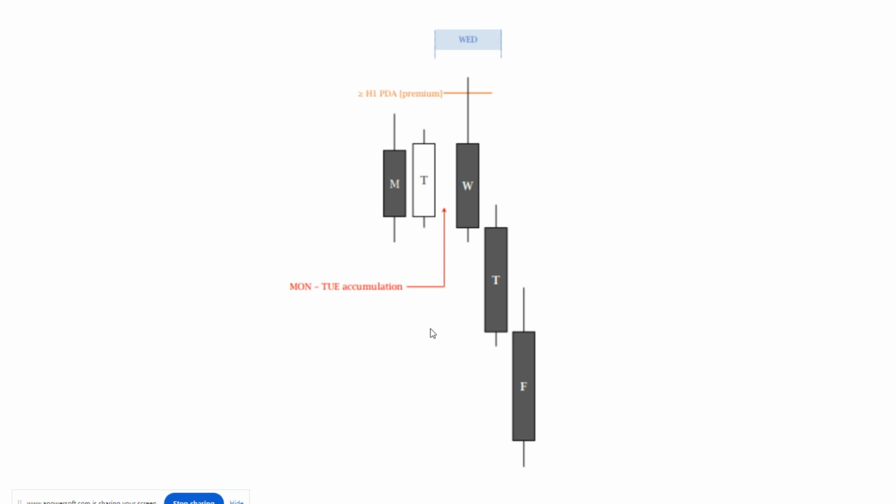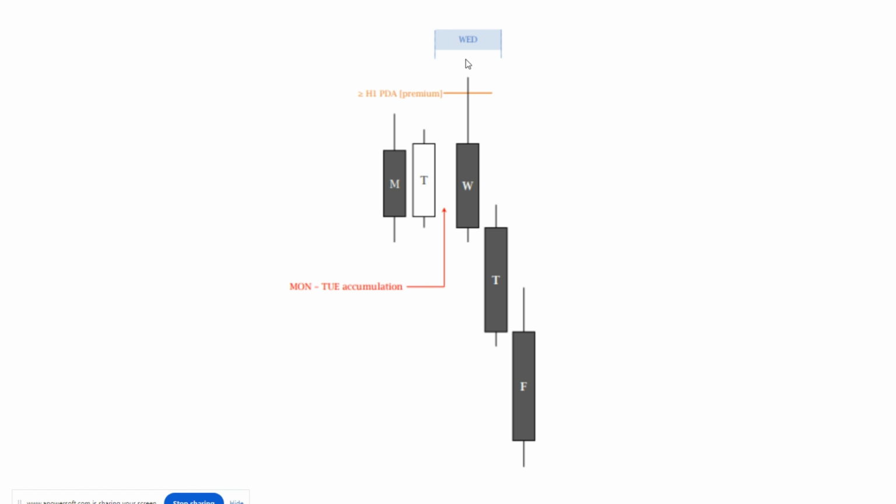So now this is an example here. You can see this is a bearish example. Monday and Tuesday, we had some sort of an accumulation. Then Wednesday, we took out the highs of Tuesday and Monday. And when price was doing that, we tagged our higher time frame key level or point of interest.